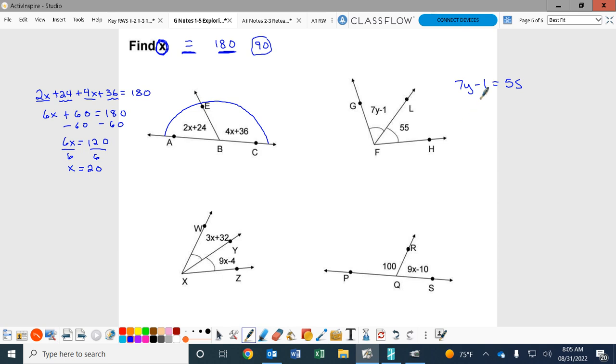So here we go. Plus 1 makes it 7y equals 56. Divide by 7. I always switch up 9 times 6 and 8 times 7. I always switch those two up. This one is going to be 8.